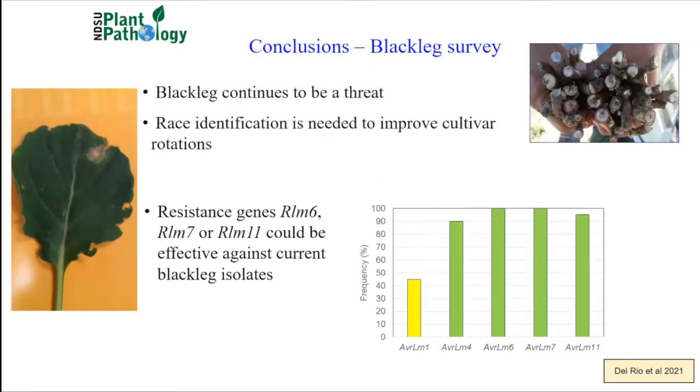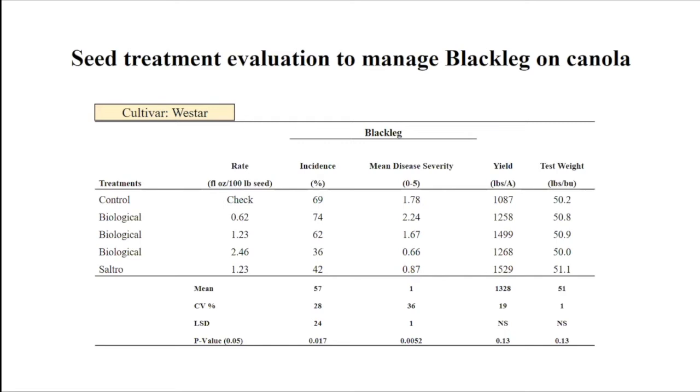Blackleg continues to be a threat in Cavalier County and all over the state. Race identification is needed to improve cultivar rotations. We generally recommend rotating the varieties, so we have to find which avirulence genes we have. Here, AvrLm6, 7, and 11 are major, and also AvrLm4. So if you have resistant varieties, Rlm6, Rlm7, or Rlm11, we could take care of them pretty much. Additional race phenotyping is in progress. This is all Dr. Del Rio's research from his lab. A couple of years ago, we did seed treatment evaluations, and there is one chemical called Saltro.